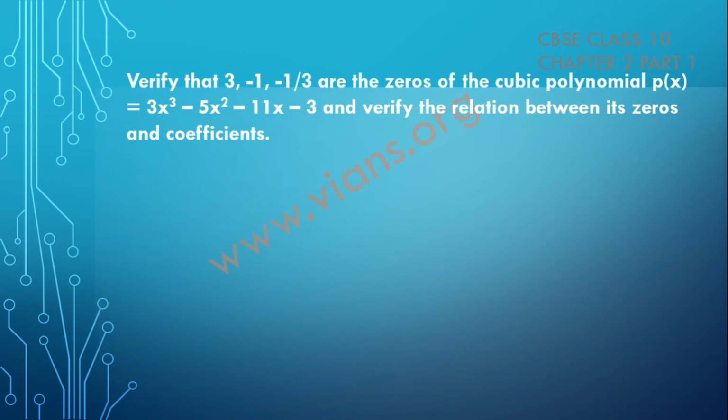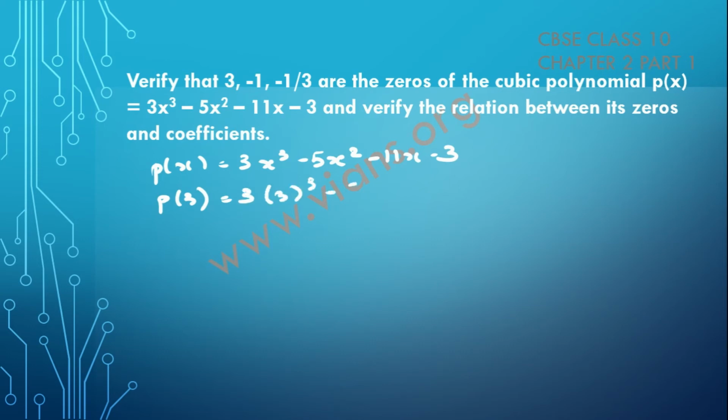Now, consider a cubic equation, 3x cubed minus 5x squared minus 11x minus 3, and verify the relationship between the zeros and coefficients. First of all, verify that the zeros of the cubic polynomial are 3, minus 1, and minus 1 by 3. Let's write p of x is equal to 3x cubed minus 5x squared minus 11x minus 3. If I had to find whether 3 is a zero, I would substitute it there, which is p of 3. That would give me 3 cubed minus 5 into 3 squared minus 11 into 3 minus 3.